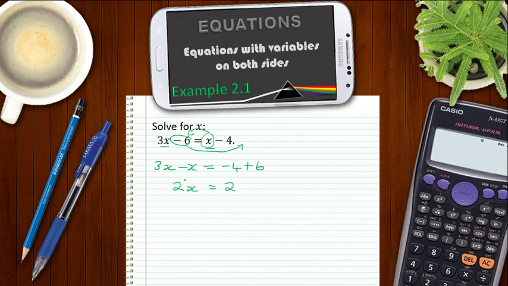Then I simply go with what I know from the previous examples, where if I want x on its own, then I need to get rid of this 2. And to do that, I just divide by 2 both sides. So these guys cancel, x, and then 2 divided by 2 is equal to 1.